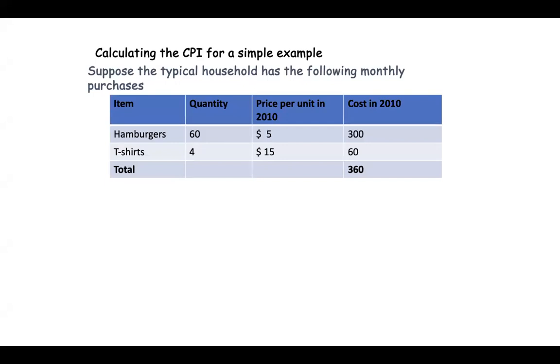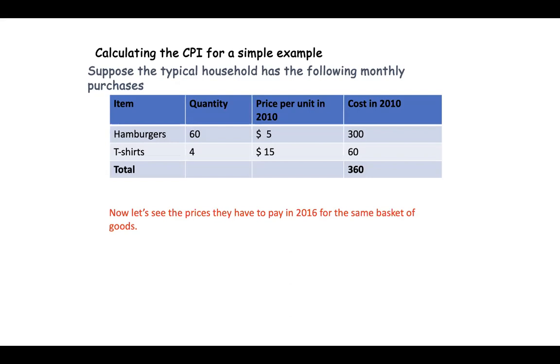So let's say we have the expenditure for the typical household of 60 hamburgers and 4 t-shirts. And let's say the prices in 2010 of 60 hamburgers and 4 t-shirts was $5 per hamburger, $15 per t-shirt. So the total dollar of this basket of 60 hamburgers and 4 t-shirts in 2010 would be $360.